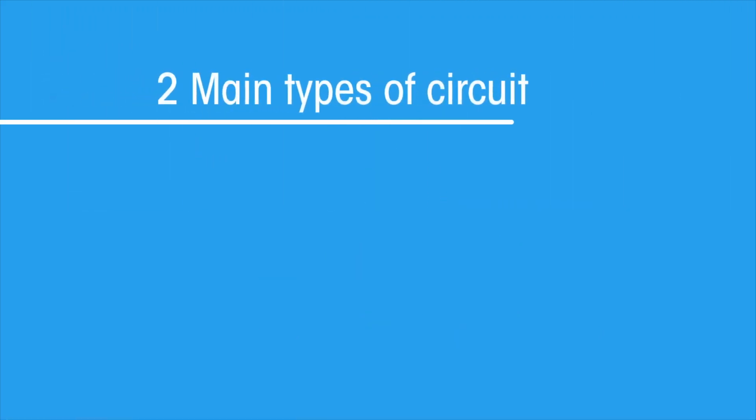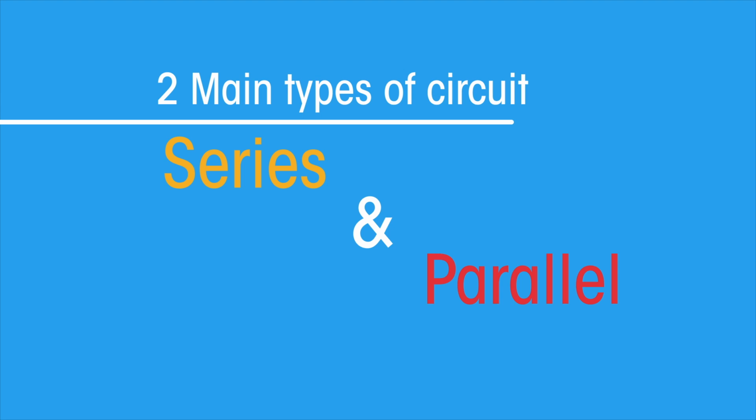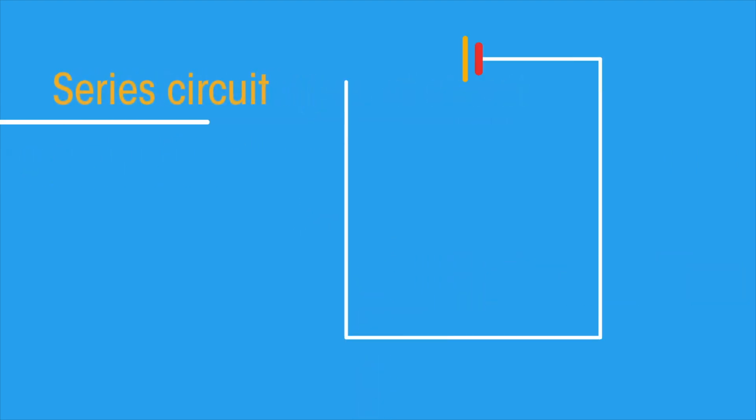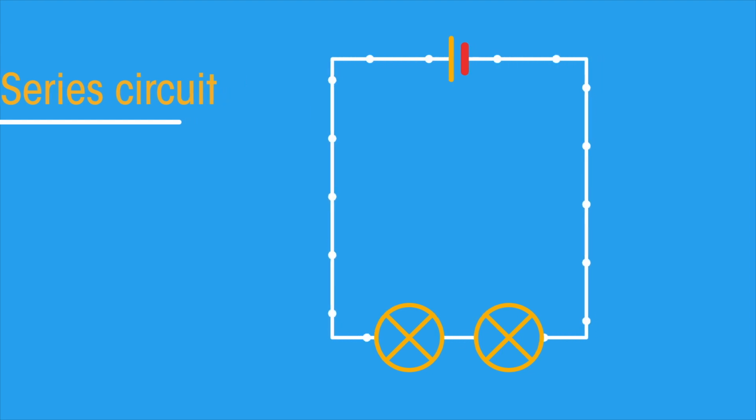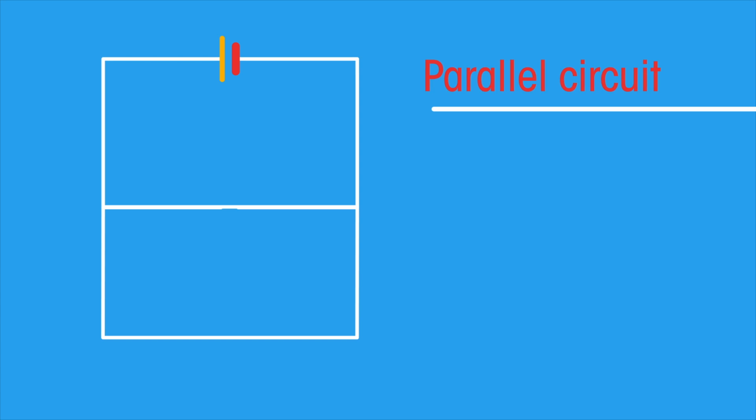There are two main types of electrical circuit: series and parallel. In a series circuit, the components are connected end to end, one after the other. They make a simple loop for the current to flow round. In a parallel circuit, the components are connected side by side, so the current divides, some going one way and the rest the other way.